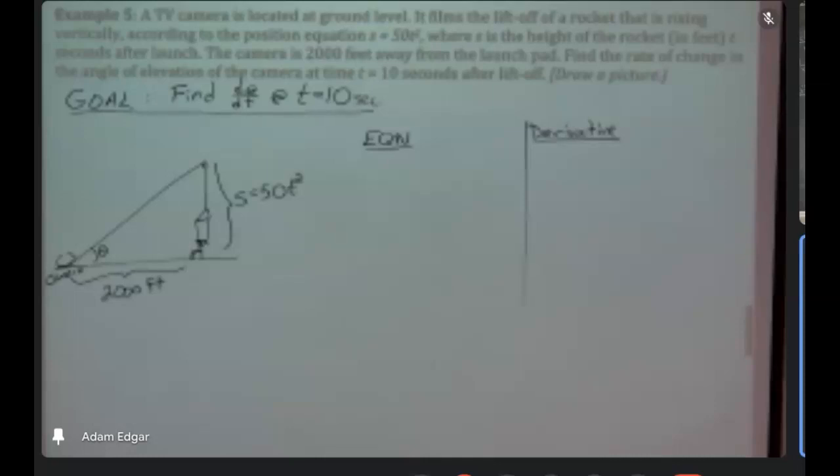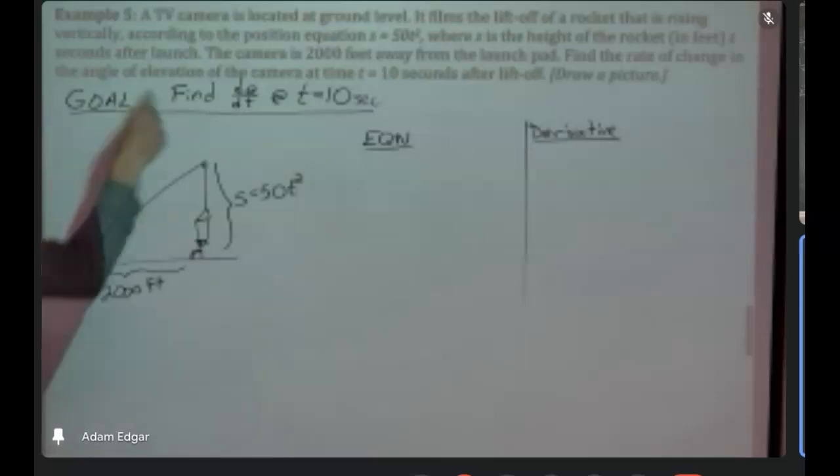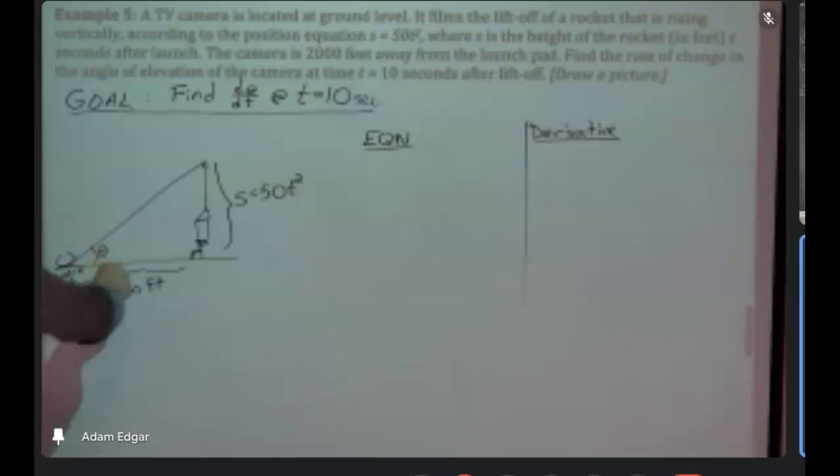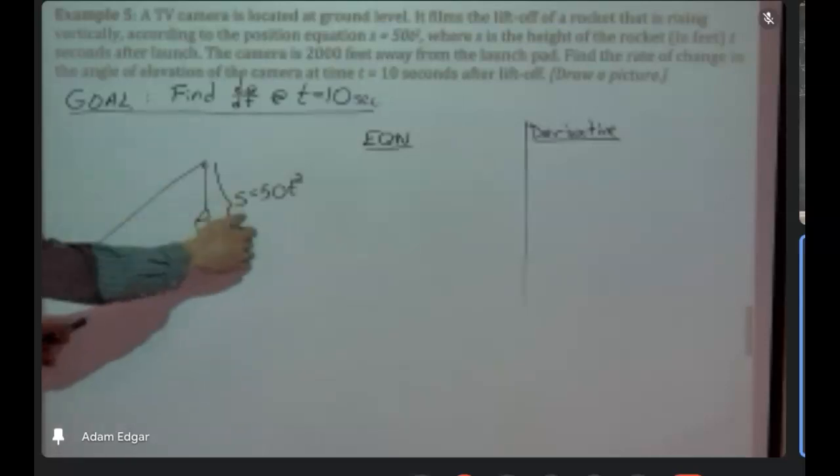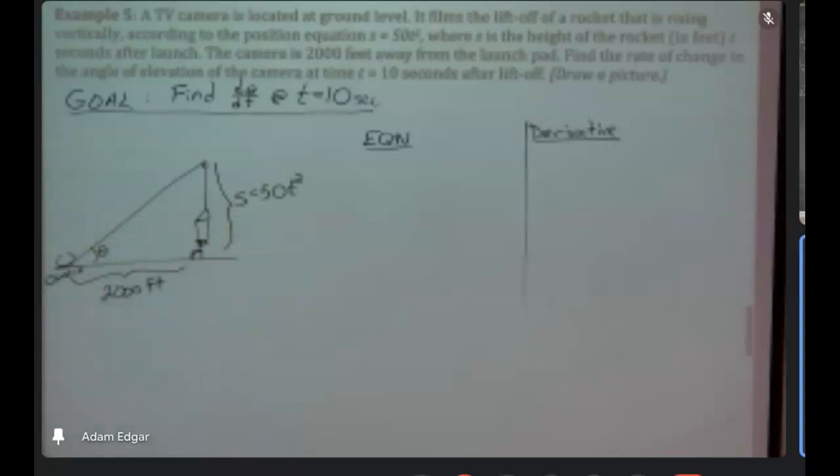And then we want to find out how the angle is changing. So the goal is d theta dt, and specifically at 10 seconds after launch. So that'll come into play later on. What's an equation that we could use to relate the sides of the triangle that we have and the angle that we are dealing with?